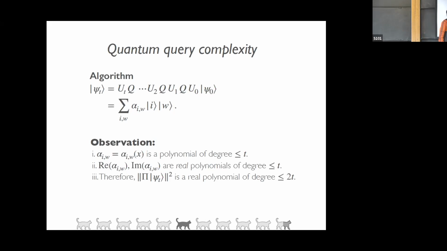And the probability that our quantum algorithm outputs a 1 is the sum of squares of the real parts and imaginary parts of some amplitudes. Therefore, it gives you a real polynomial of degree at most 2t.